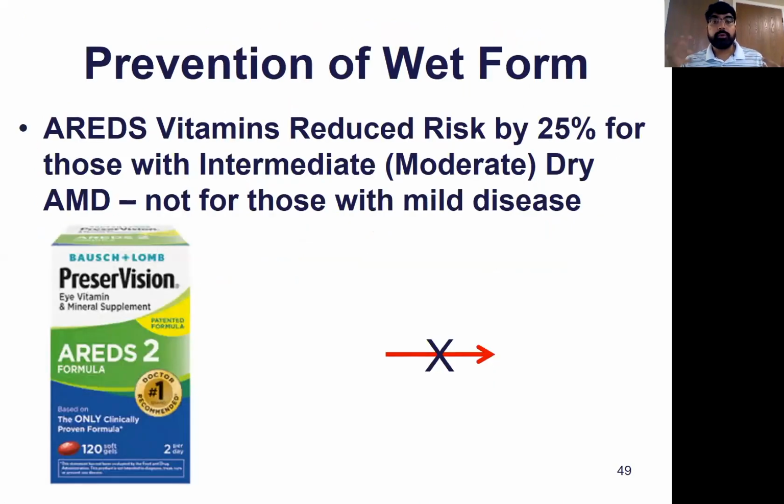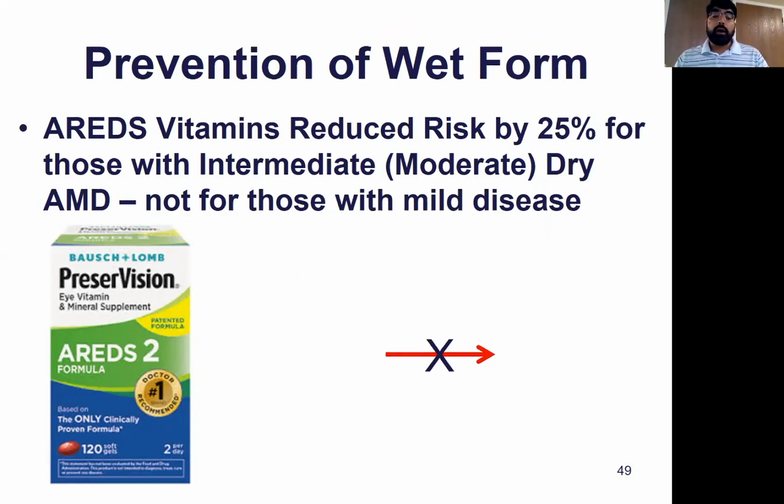So those people who have dry form macular degeneration to a moderate level were found to be protected in a study from developing the wet form over 5 years, and that risk reduction was 25%. So instead of having a 40% risk of developing wet macular degeneration at 5 years, they had a 30% chance by taking this pill, the AREDS2 formula, one pill twice a day.